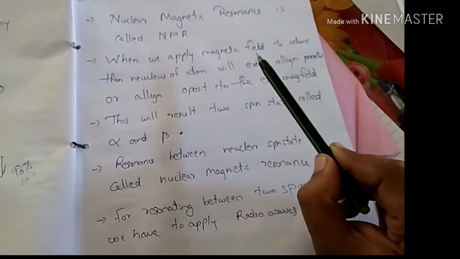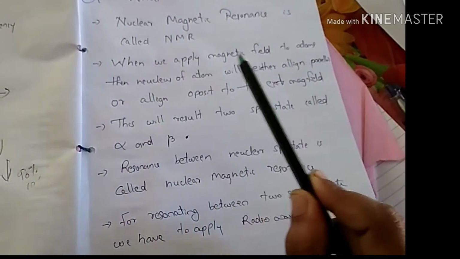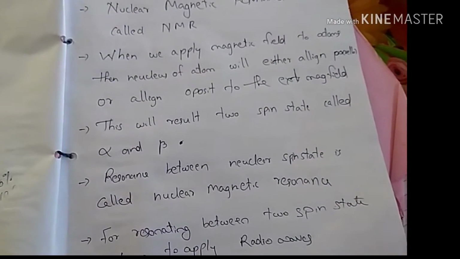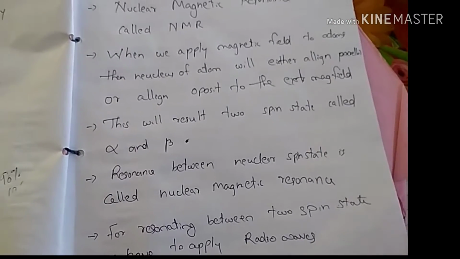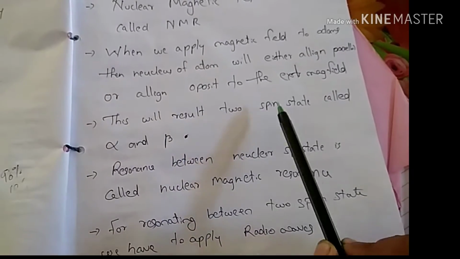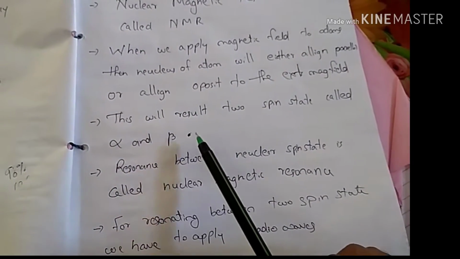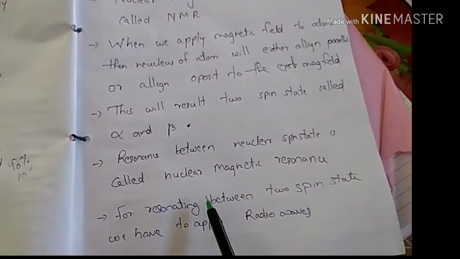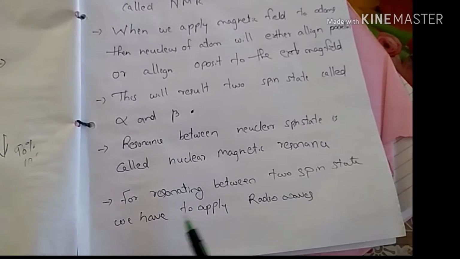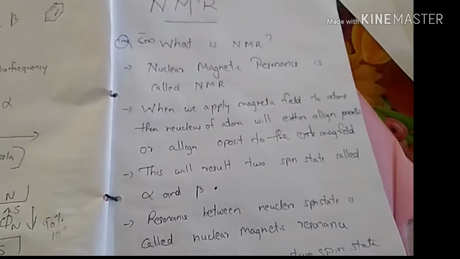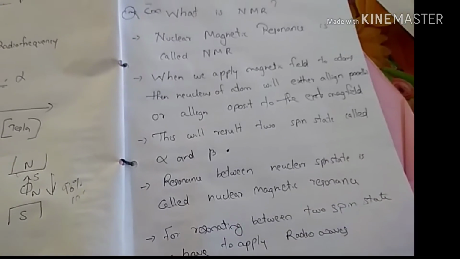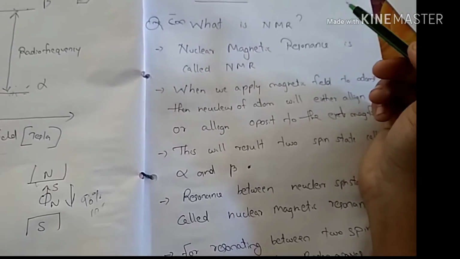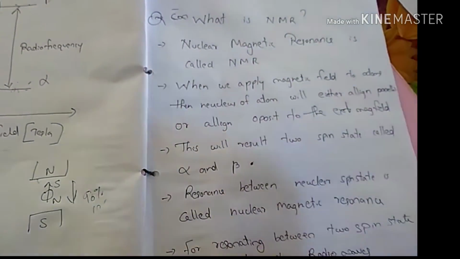When we apply a magnetic field to atoms, the nucleus of atoms will either align parallel or align opposite to the external magnetic field. This will result in two spin states, which are called alpha and beta. Resonance between nuclear spin states is called nuclear magnetic resonance. For resonating between two spin states, we have to apply radio waves. So this is a detailed answer, but if in the exam you are asked what is NMR, the full form is nuclear magnetic resonance.